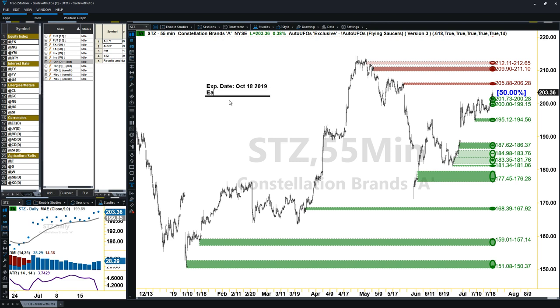Keep in mind that the earnings date is on October 3, so you have to get out before that. This is critical, and it's key that you remember this basic rule.